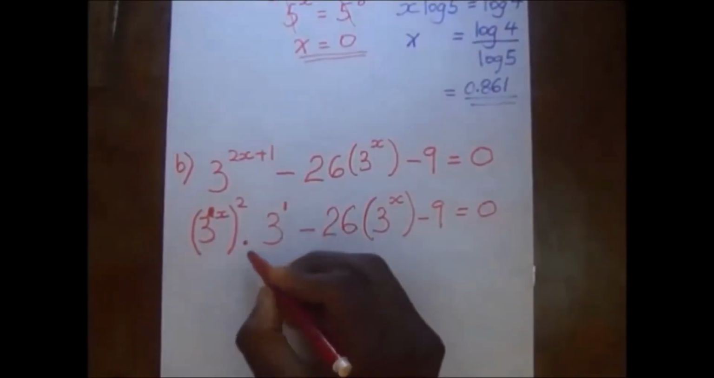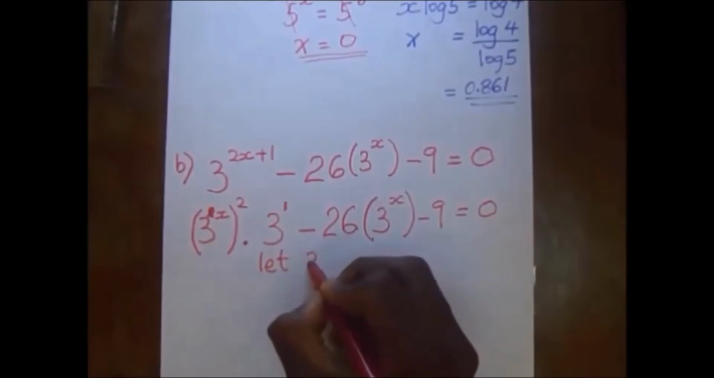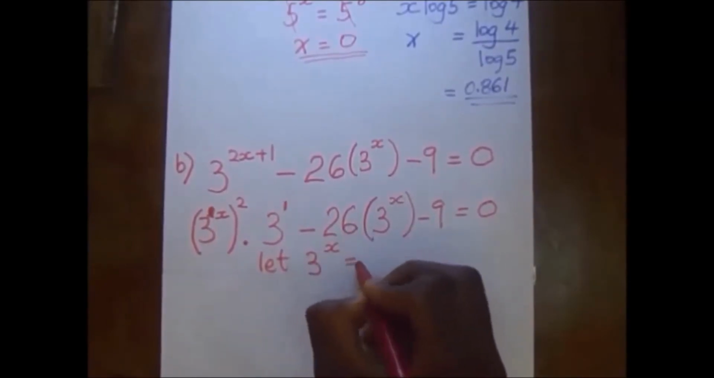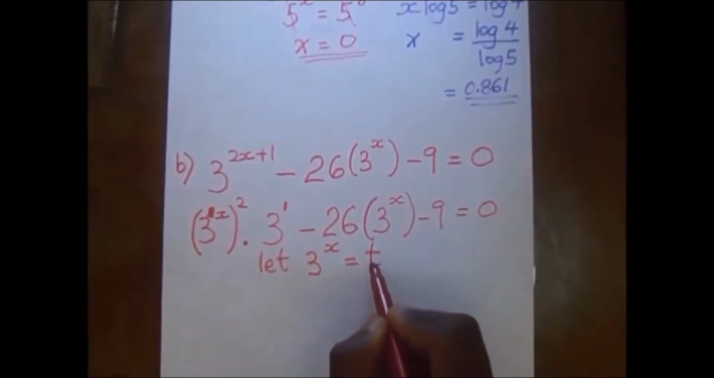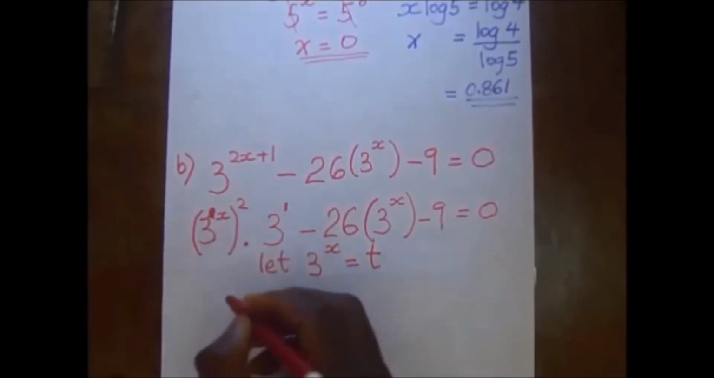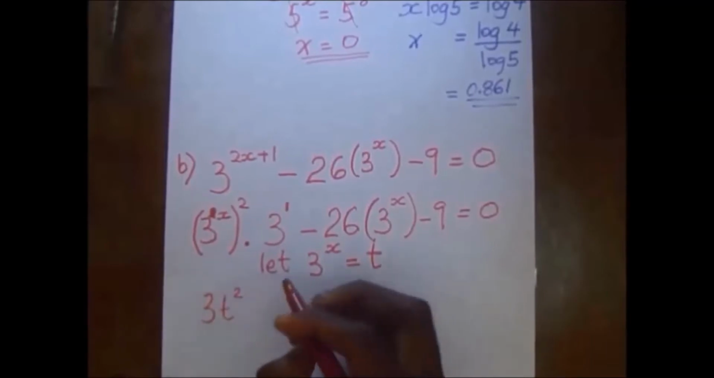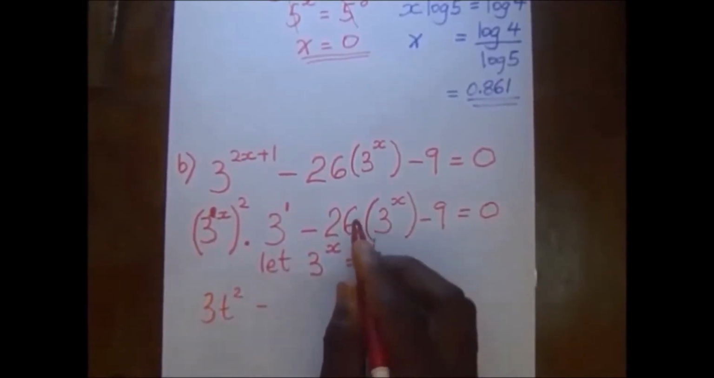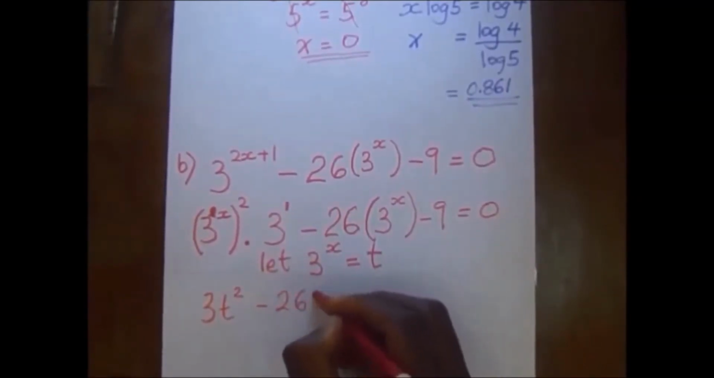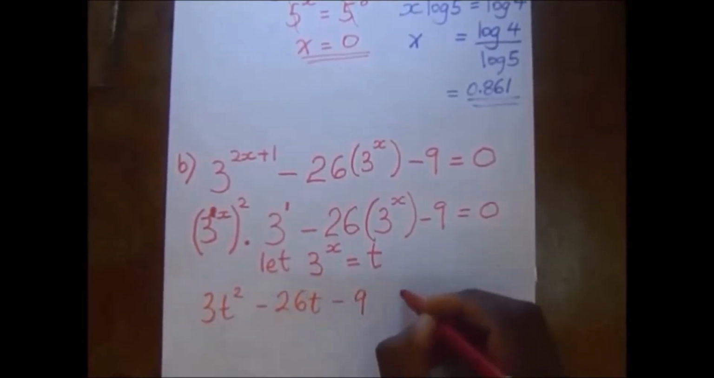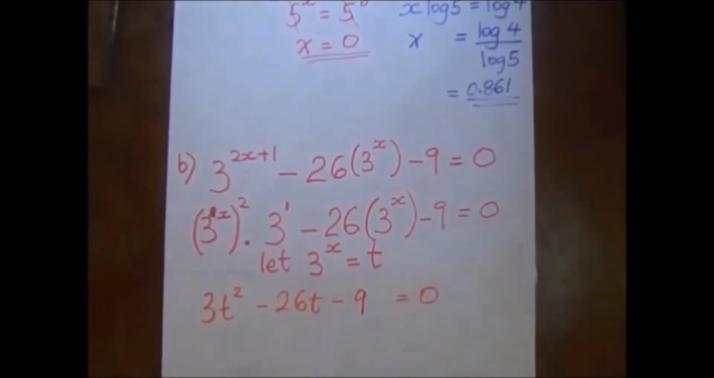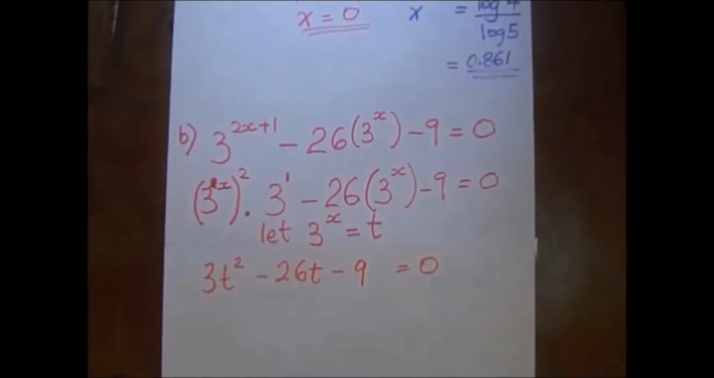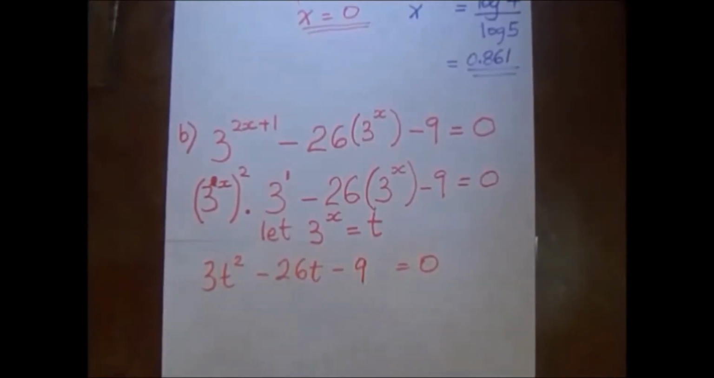So we shall say that let 3 to the power x be equal to t. So we shall substitute t where there is 3 to the power x, and we shall end up with t squared. This is 3 to the power 1, so it's going to be 3t squared minus 26t minus 9, giving us 0. So we have a quadratic expression there in terms of t.